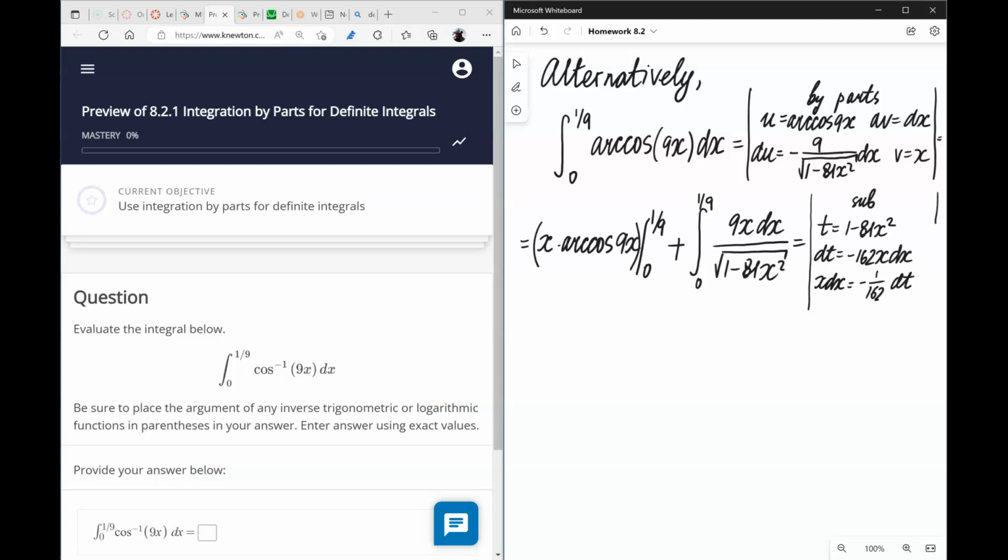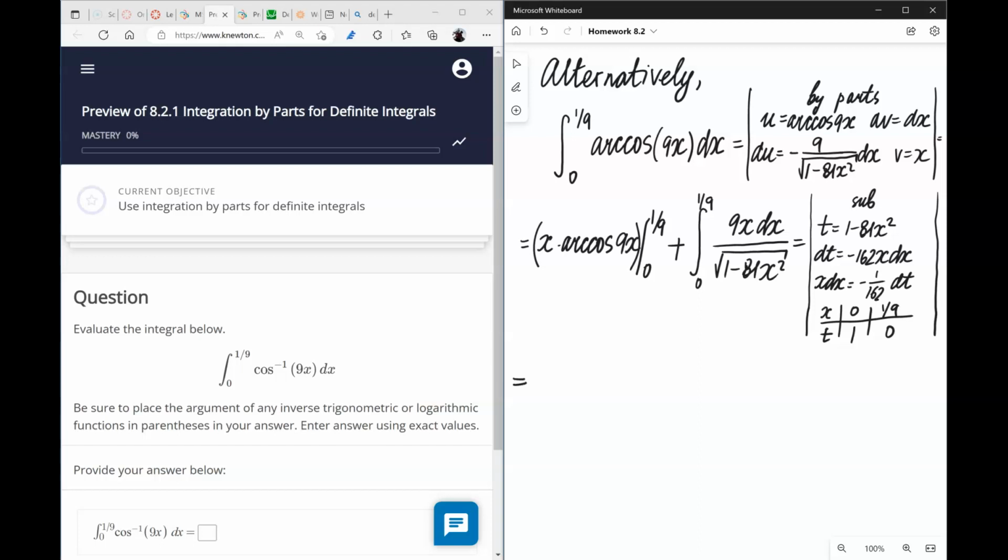But again, this is a definite integral, and we want to change these limits of integration right away. So we're going to go from the limits for x to the limits for t. So when x is equal to 0, t is equal to 1, and when x is equal to 1/9, t is equal to 0. So those are going to be my new limits of integration. Now, again, remember, we're not pausing anything here. We're just doing everything in one continuous line.